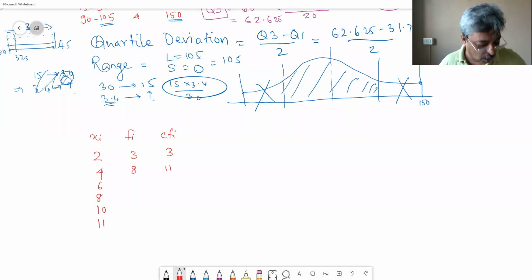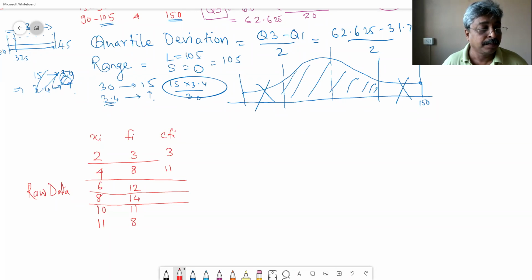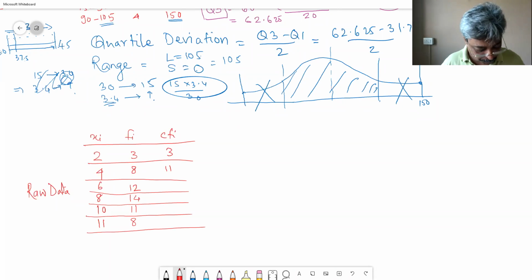Okay, now this is your raw data. So 3, 8, 12, 14, 11, 8. Cumulative: 20, 37, 48, 56.